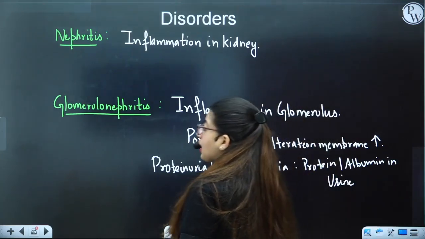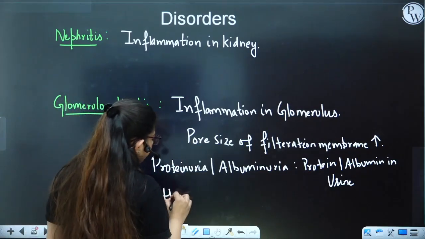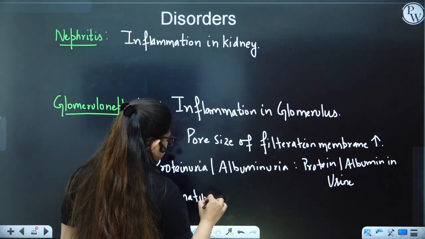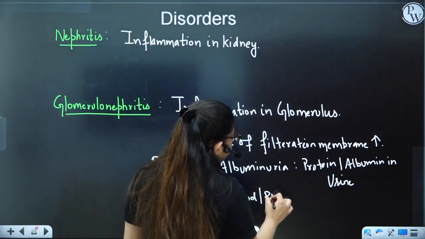Alright. Sometimes RBCs also occur, so we call it hematuria, because now the urine will appear red. Blood or RBC in urine.